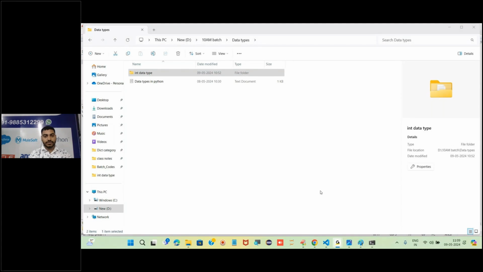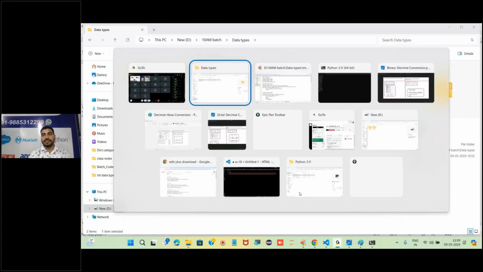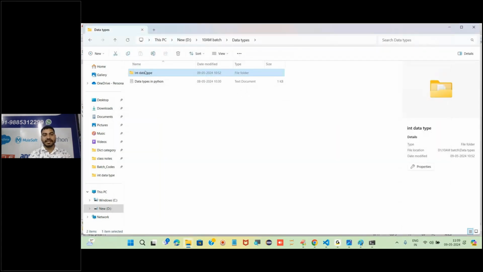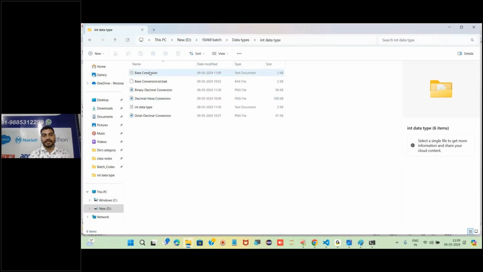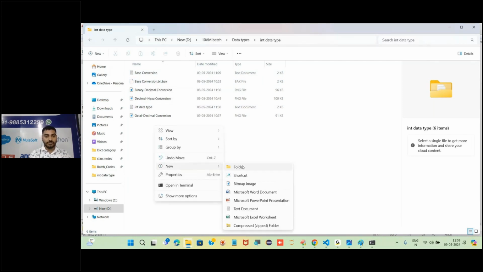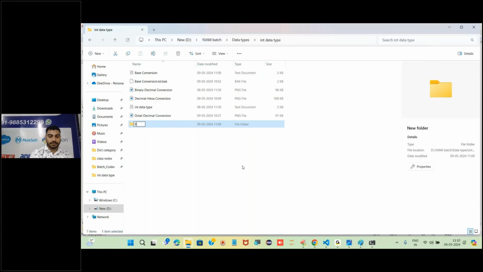Okay, fine. So we have seen one fundamental data type, which is the integer data type. In this integer data type, we have base conversion. So I'll go for a folder. Here I will write base conversion. Inside this I'm going to paste this.